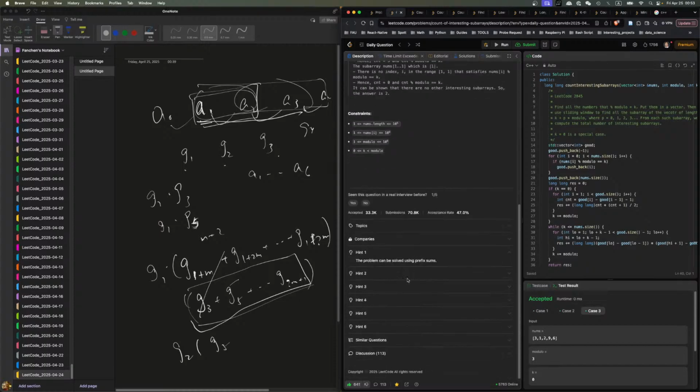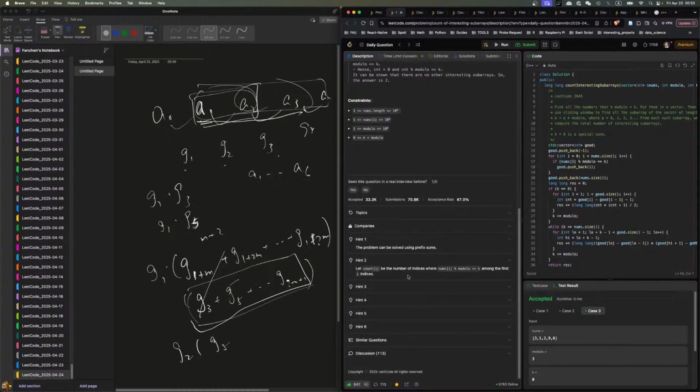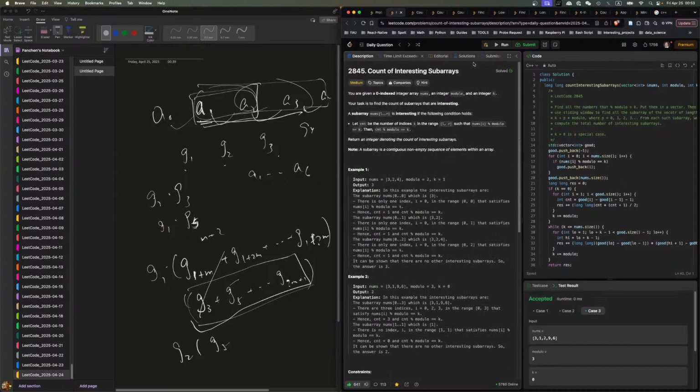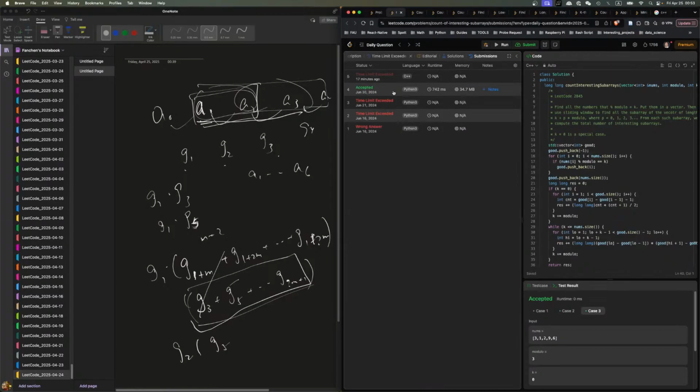No idea. Yeah, let's just check his solution. I think it was pretty hard last time too, because look at this. We were not able to solve it.